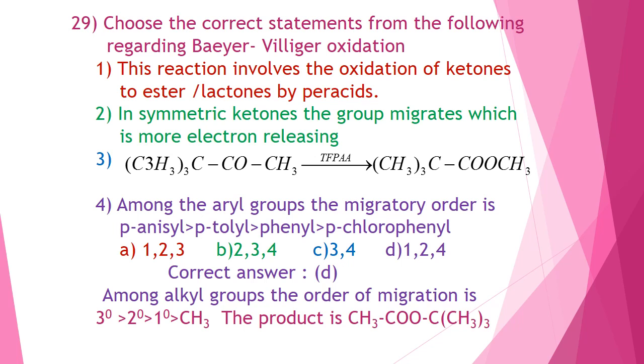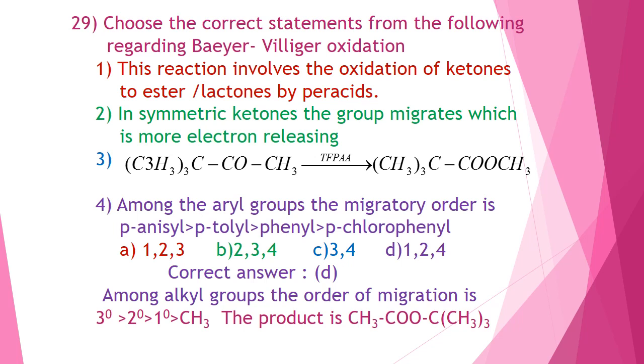Question 29. Choose the correct statement from the following regarding Baeyer-Villiger oxidation. 1. The reaction involves the oxidation of ketone to ester or lactones by peracids. Correct. 2. In unsymmetrical ketones, the group that migrates is the more electron releasing. It is also correct. 3. The equation is given, that a ketone is treated with peracid, it gives ester. Here the product is wrong.